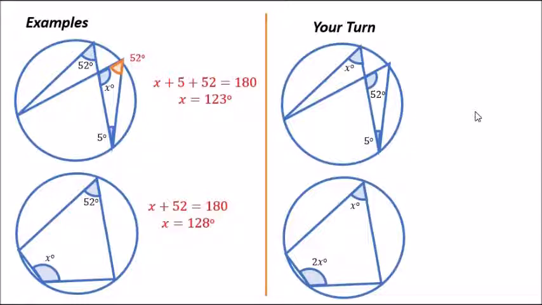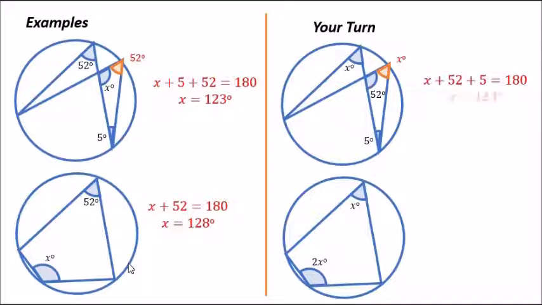Now you've had a chance to have a go, let's go through them. So this angle here is the same as this angle here because they are angles in the same segment. Therefore, this angle is also x degrees. Now in this triangle, the angles add up to 180. Therefore, we again have x plus 52 plus 5 is equal to 180. So x is again 123 degrees.